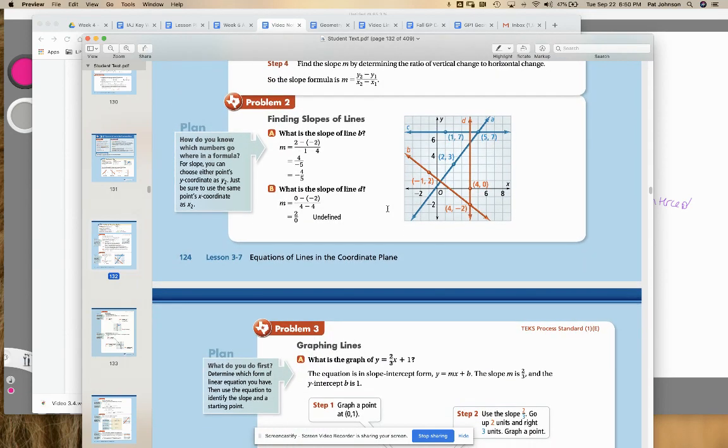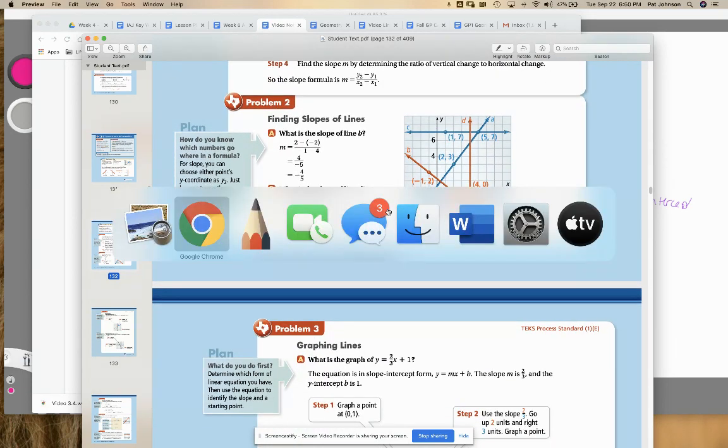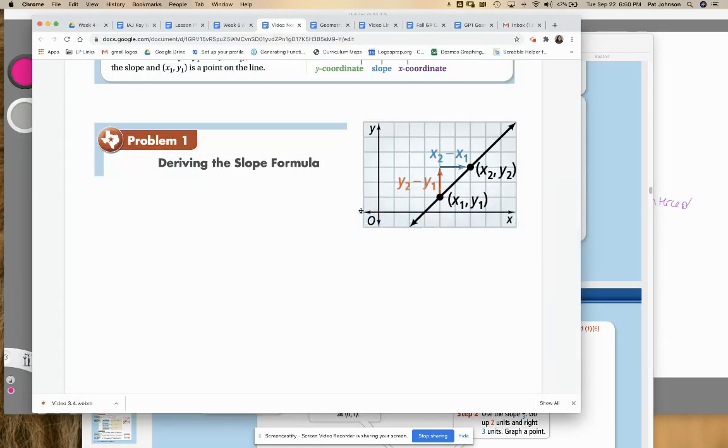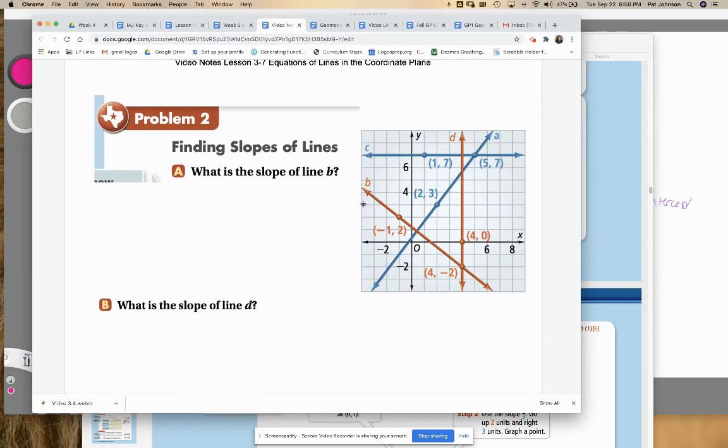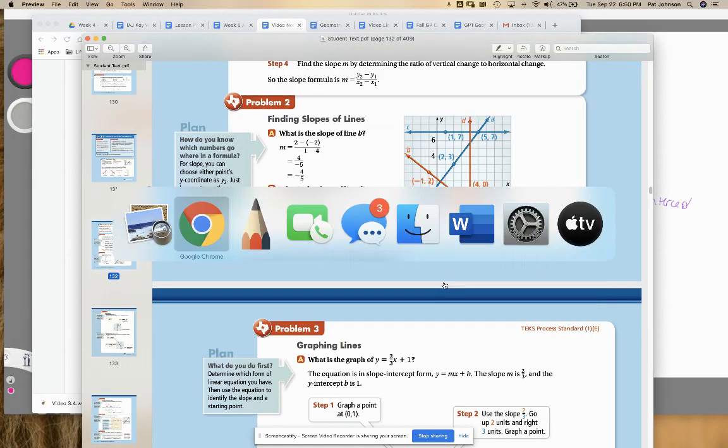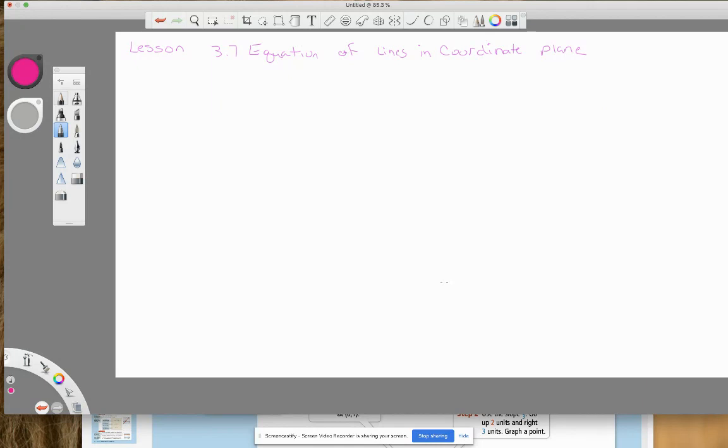So let's use it. What is the slope of line B? So let's go to our video notes. Here, they want us to find the slope of line B. So where is line B? Line B is this red line. So first of all, we're going to determine 2 points. So we've got 2 coordinates here. We've got -1, comma 2, and we have 4, comma -2. It doesn't matter which ones we call which.